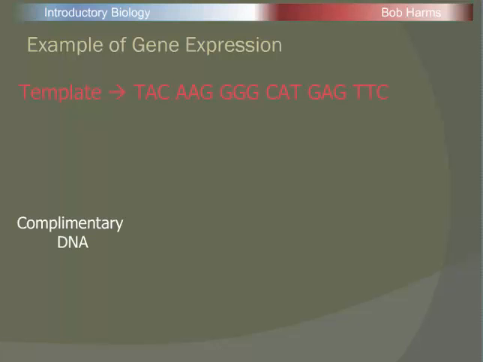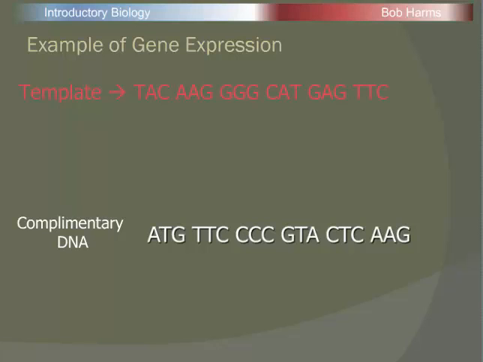Okay. Can you tell me what is going to be the sequence of the other piece of DNA, that complementary DNA strand? So take a moment and just write that down. And hopefully this is what you got: ATG, TTC, CCC, GTA, CTC, and AAG.